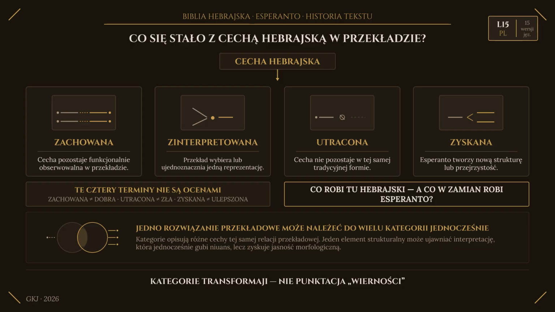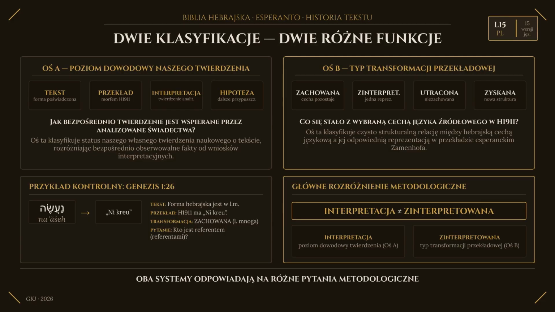When a Hebrew feature is translated, the result can be described in four ways: maintained, interpreted, lost, or gained. These are not value judgments, but categories of transformation that help us understand the structural choices made. We utilize two distinct classification systems. One axis tracks our evidentiary level, the text, the translation, and our analysis. The other axis categorizes the type of transformation. Both are necessary to address different methodological questions.